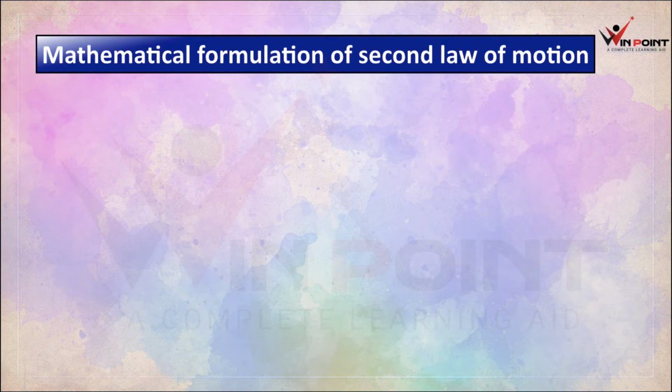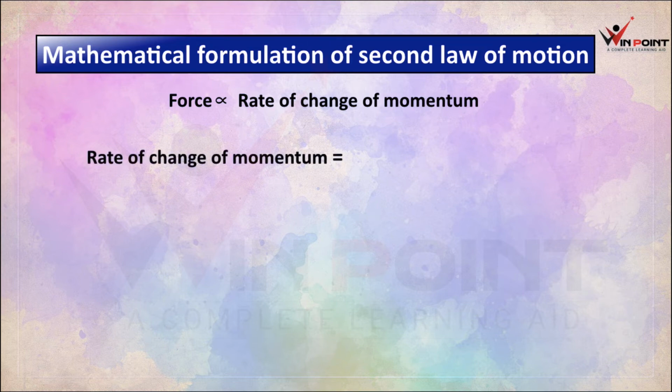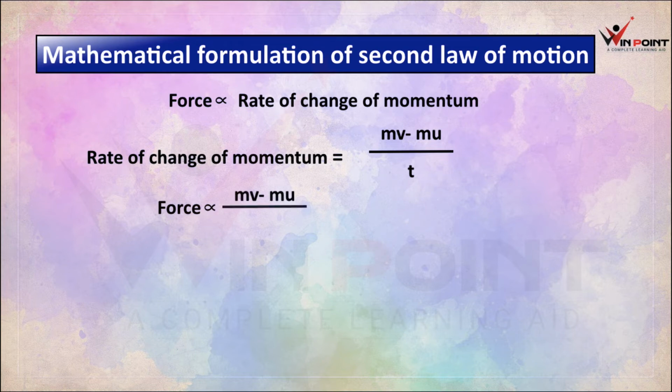Now we can write the mathematical formula for the second law of motion. Mathematical formulation of the second law of motion. According to the second law of motion, force is proportional to rate of change of momentum. So the first step is force proportional to rate of change of momentum. What is this rate of change of momentum? It is (final momentum minus initial momentum) by t. Then rate of change of momentum equals (mv minus mu) by t, where mv is final momentum, mu is initial momentum and t is time duration.